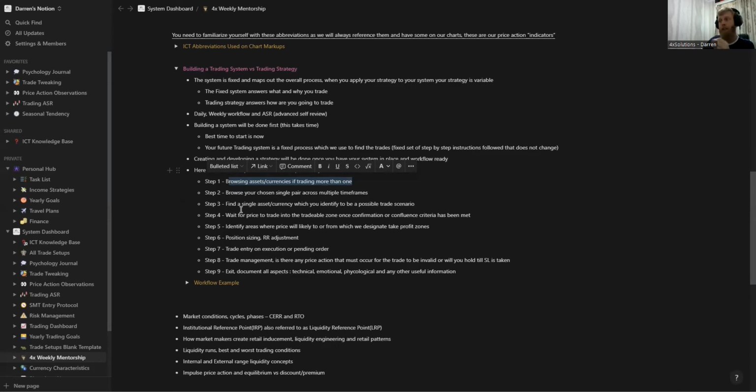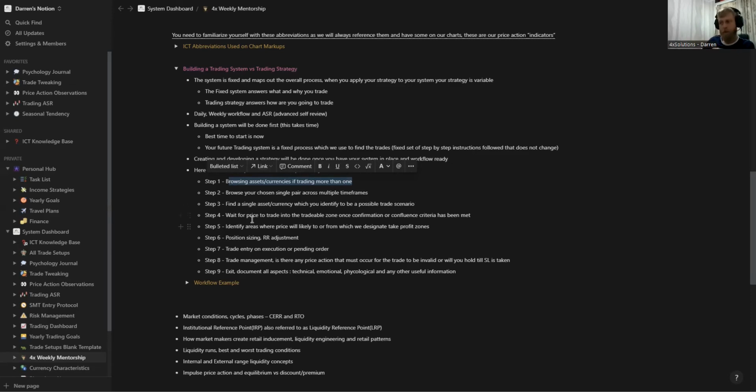Step 3, find a single currency or asset which you identify as a possible trade scenario. So you basically have chosen of your 3 currencies or whatever, and now you've narrowed that search down, okay? And you're going to play out the scenario on the chart. Is it something you like to trade, or not like to trade?